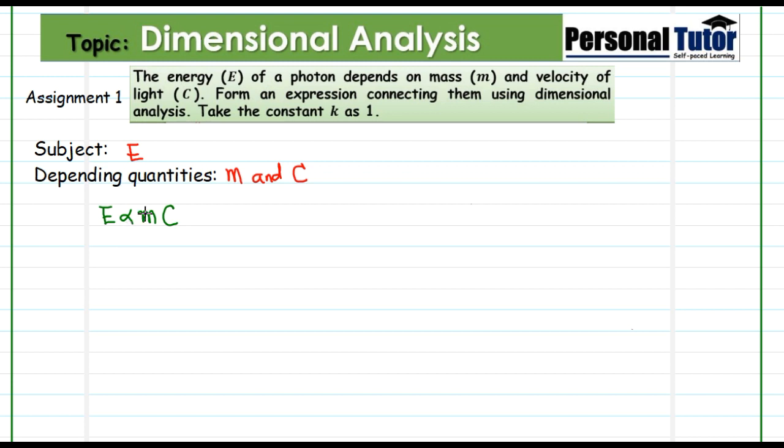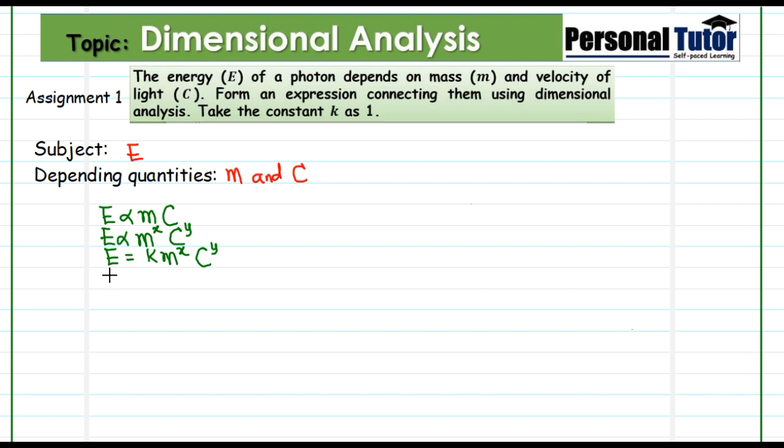You then have to raise the dependent quantities to some powers. So I'm going to choose s and y. So m to the power s, c to the power y. Then you have to form a solvable equation by replacing the proportionality sign with equal to and a constant k. That will be E is equal to k m to the power s, c to the power y.